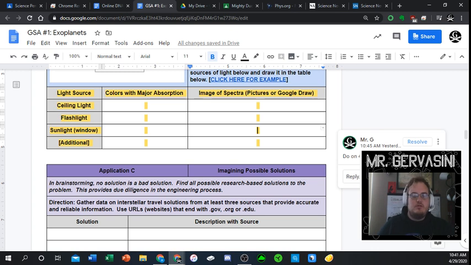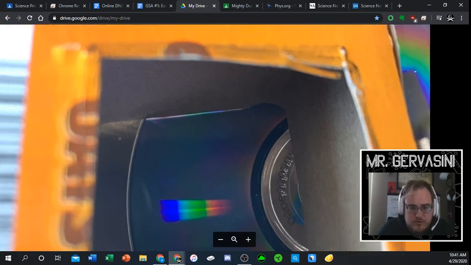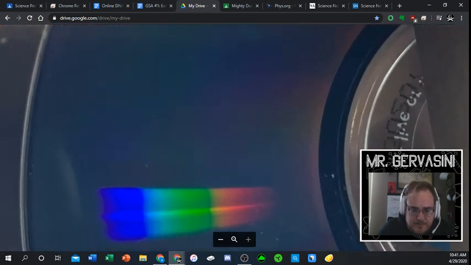So my drawing's in there. Colors with major absorption. Again, you're looking for black lines. This right here is not an absorption line. This is just an artifact on the CD, maybe like a scratch or something.